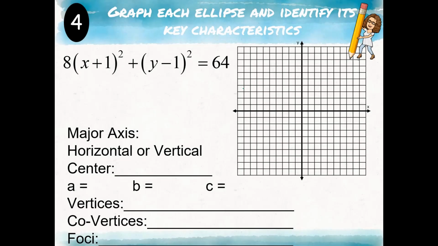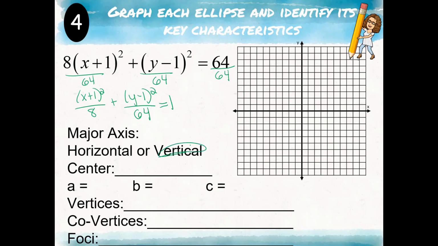Let's try another one. This one's not equal to 1, so let's take care of that. I'm going to divide everything by 64. So we have (x plus 1) squared over 8 plus (y minus 1) squared over 64 equals 1. Now, it has a bigger denominator under the y, so that must mean we are vertical.